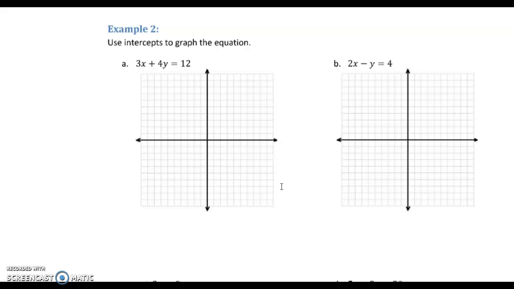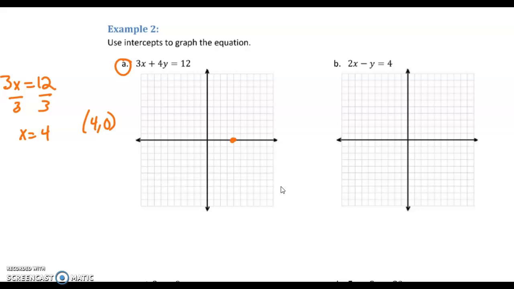So what would the x-intercept be on example 2a? All right, so to find the x-intercept on example 2a, if you look at your foldable, you have 2 options. You can do it algebraically or you can do a cover-up method. So to find the x-intercept, you would cover up the y. So you'd have 3x equals 12. Divide by 3, and you'd get 4. So that'd be 4, 0. All right, I'm going to go ahead and plot that point.